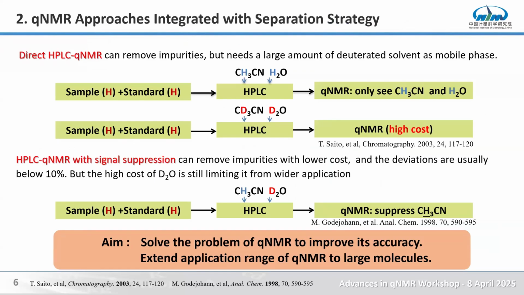Chromatography combined with NMR is another strategy that can remove the impurity spatially, but with larger uncertainty. There are two traditional HPLC-NMR methods. First is direct continuous HPLC-qNMR, which can remove impurities but uses a large amount of deuterated solvent as mobile phase. Another is HPLC-qNMR using single signal separation, which uses a common organic solvent, but still needs a large amount of deuterium oxide.